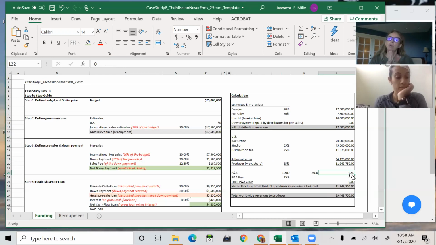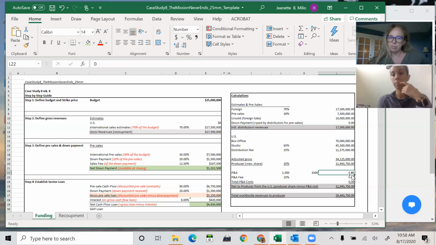Now the producer had a P&A investor give him money to do the P&A campaign. P&A campaign is basically what the studio would do when they release a movie. They make posters and trailers and they do all the advertising. In our situation, we have an investor giving us the money to pay for that. The studio still does the work, but the investor, the P&A investor, is going to give us money.